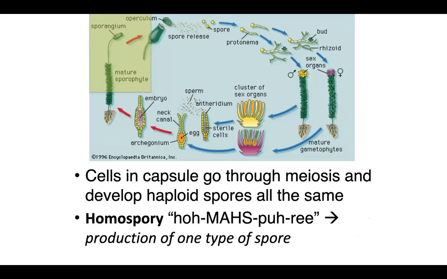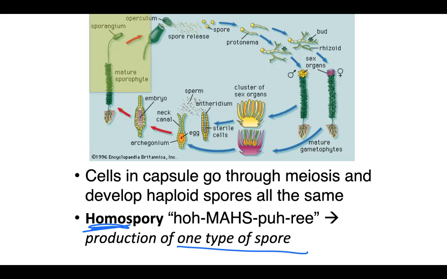Okay, now we're up here in the cycle. We have the sporophyte. The cells in the capsules, as I mentioned in the previous slide, have to go through meiosis because spores are 1N, but the sporophyte is 2N, and they're going to make identical spores. This is called homospory, if you recognize the prefix homo, meaning the same. So it's one type of spore.